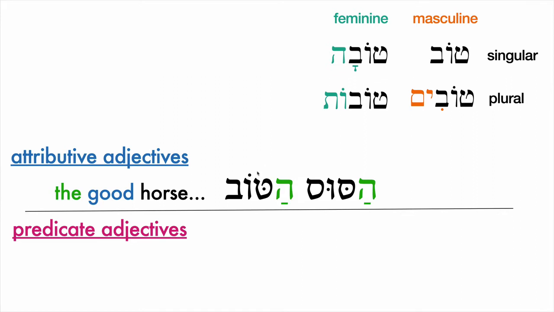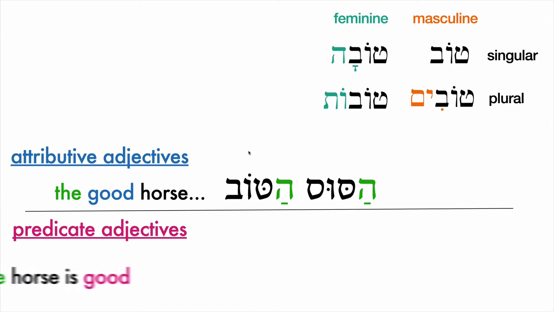The adjective still follows the noun. But what will really catch your eye is that when we want an attributive adjective, both the noun and the adjective will have the article. They will agree in definiteness. They're both specific. The horse, not any old horse. The good one, not any other one.